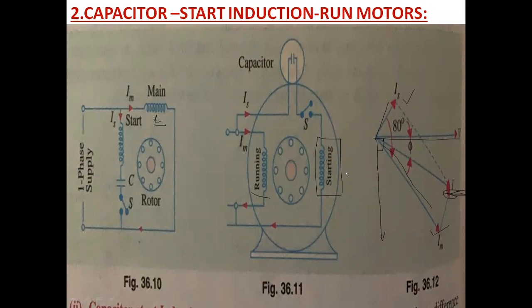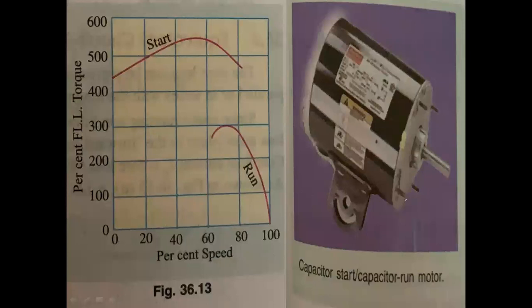Okay, so see here, we can see that the capacitance is externally connected here. We see that the capacitance can also be connected externally. So this is the arrangement. If you see the torque diagram, I will show you the capacitor start, capacitor run motor. So externally we can see the capacitance here.